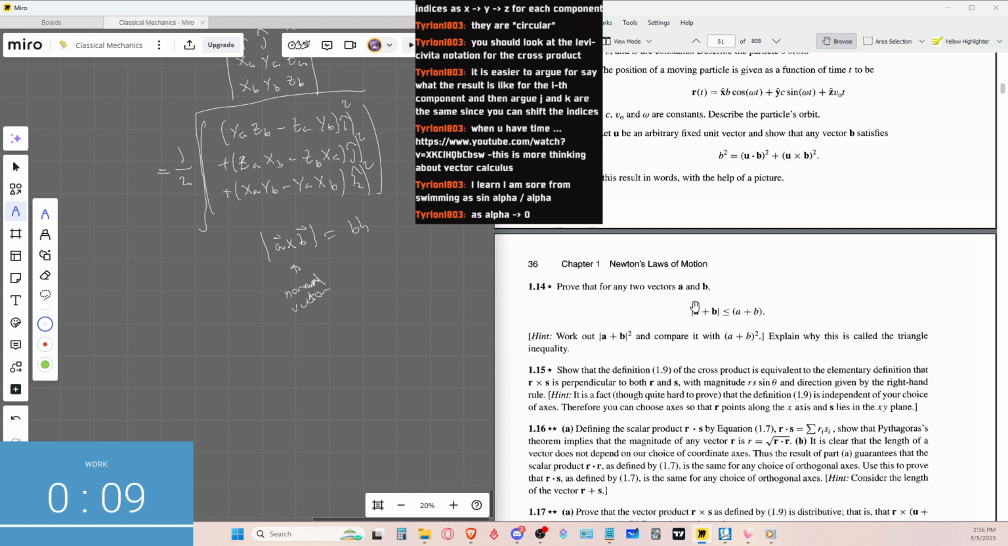Prove that for any two vectors A and B, the length of A plus B is less than or equal to the length of A plus the length of B. Hint: work out and compare it with, and explain why this is called the triangle inequality. I think you do this in real analysis.